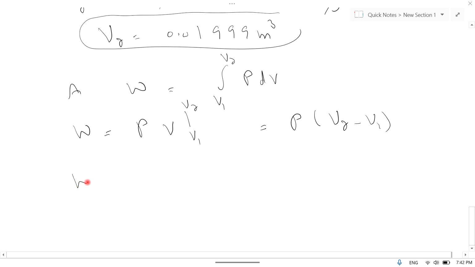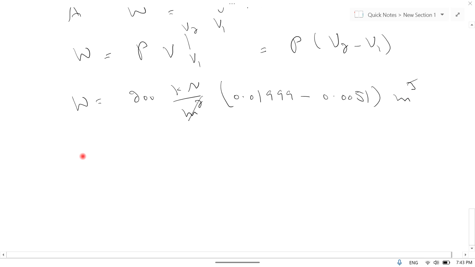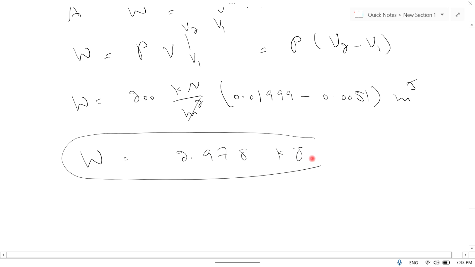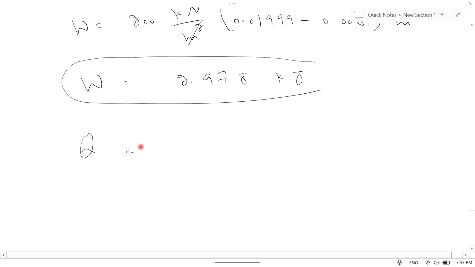Now put values here. So pressure is 200 kilopascal, and Pascal is equal to Newton per square meter. V2 is 0.01999 meter cube and V1 is 0.0051 meter cube. Here meter squared will be cancelled with meter squared. This is kilo Newton meter. So Newton meter is equal to joule. So simplify this. So work done is equal to 2.978 kilojoule.